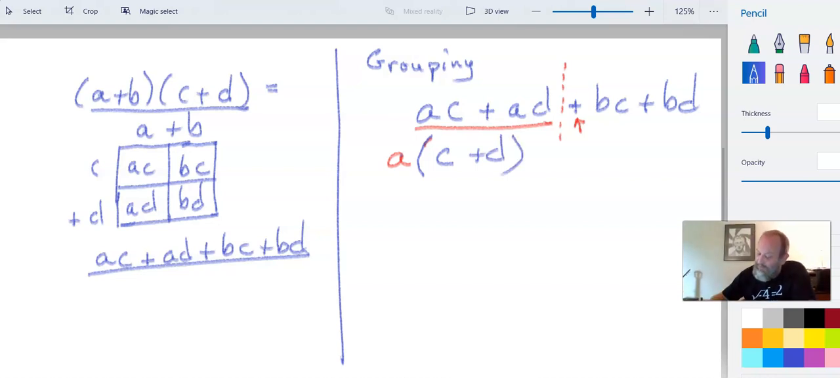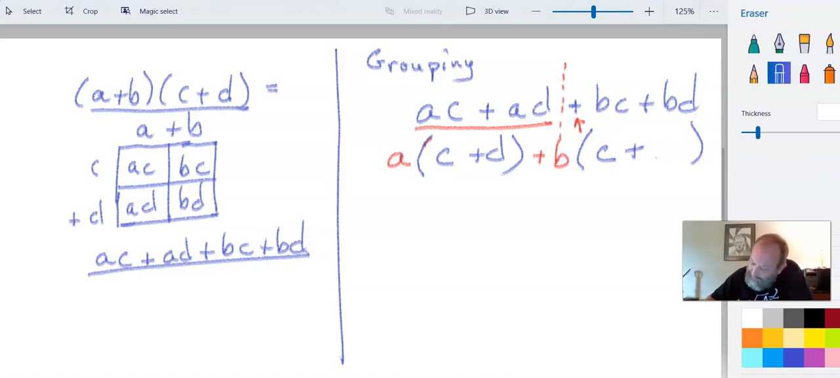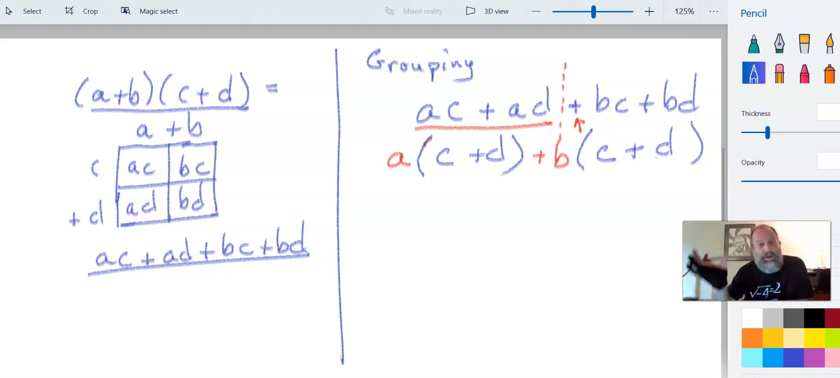I factored out the greatest common factor. Now on the back half, I want to do the same thing. So between BC and BD, the common factor is B. And so I need just to see what is left. So B times C gives me BC, and B times D gives me BD. Let's try that again. I already pulled the B out. Gives me D. There we go. Okay, so now this is what our second line looks like. I have A times the quantity of C plus D plus B times the quantity of C plus D.